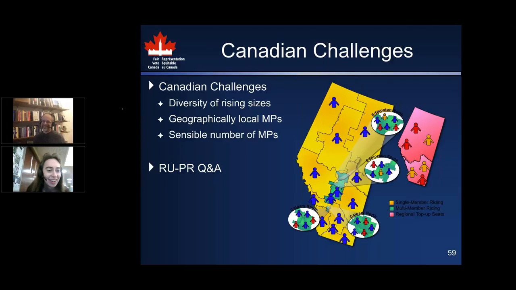All right. I love the idea, but how do we convince politicians and people who live in rural ridings that they're not going to become second-tier citizens, as would be the rhetoric against this?